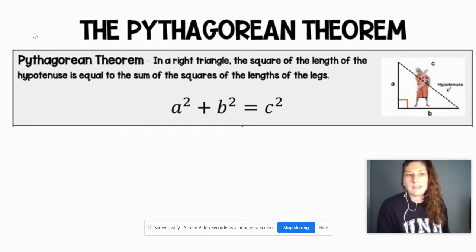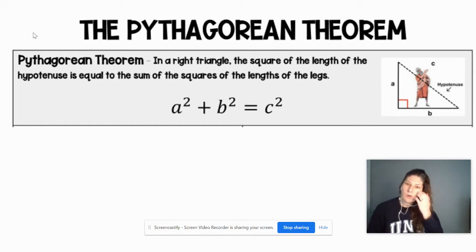So the Pythagorean theorem, up at the top: this theorem only applies to right triangles, and you can use this theorem to find missing side lengths. A and B refer to the legs, and C is referring to the hypotenuse, which is always the longest side in that right triangle, and it's always across from the largest angle, the right angle.